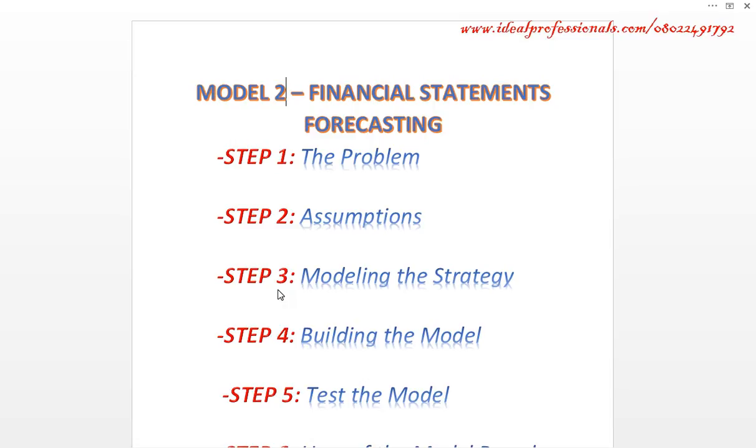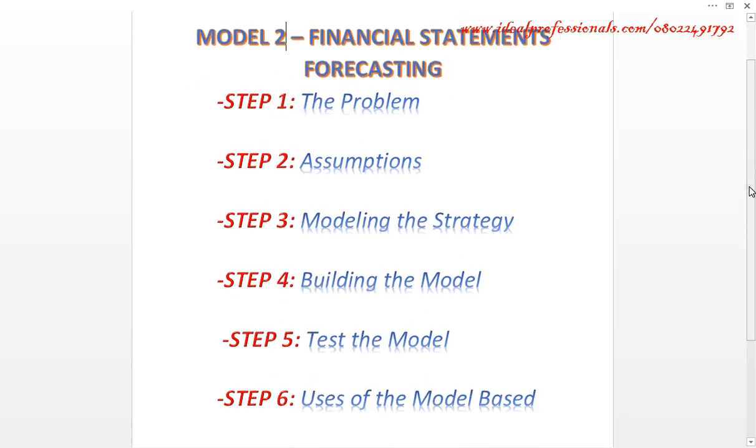The first step is to ascertain the problem. Second step, to look at the assumptions of the forecasting. Then the third step is modeling the strategy, then building our model, test our model, and step 6 is the uses of the model.